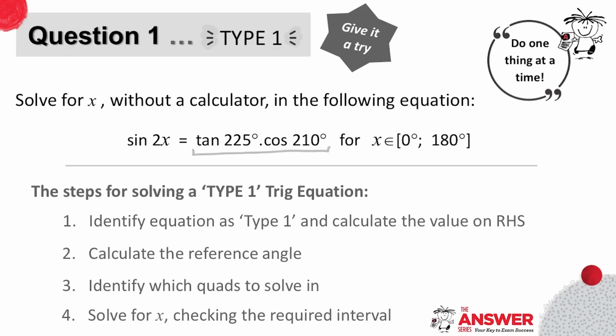Do you recognize the special angle families here? The 45-degree family in the third quad, 180 plus 45, and the 30-degree family, 180 plus 30, also in the third quad. Pause to give this question a try on your own before we go through the solution together.